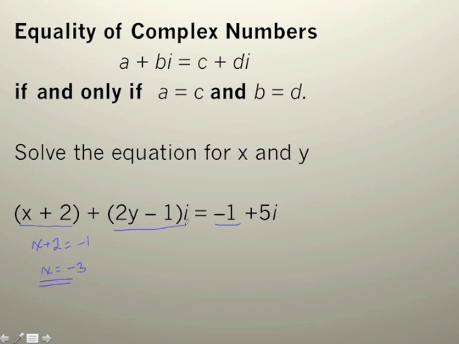Here we have the imaginary part of this complex number and the imaginary part. The only way these are equal is if this part equals this. So 2y minus 1 equals 5, 2y equals 6, and y equals 3. We're using the property that the only way complex numbers are equal is if the real parts are equal and the imaginary parts are equal.